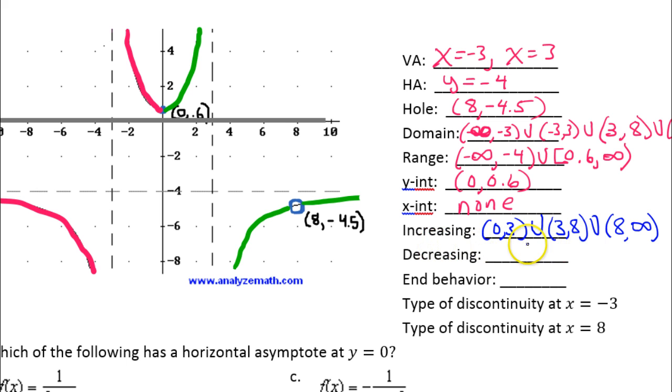Okay, so those are my increasing intervals. Now decreasing are these pink parts here. So on the x-axis, this part right here goes from negative infinity to the asymptote. You can know that we'll go all the way to the asymptote. So negative infinity to negative 3. Union. And then I have one more pink part that on the x-axis goes from negative 3 to 0.